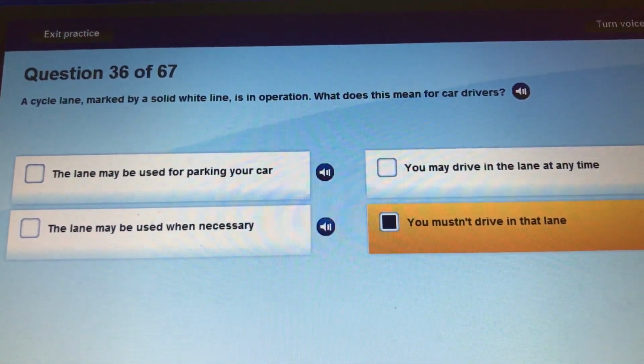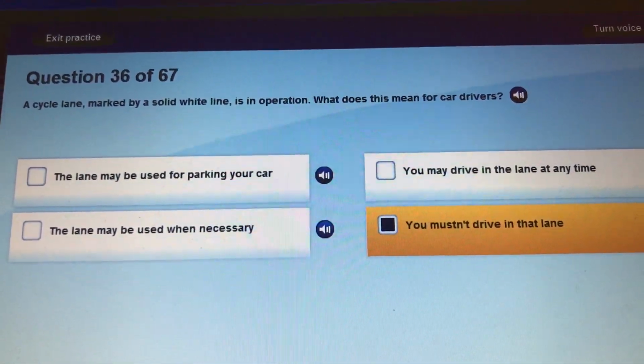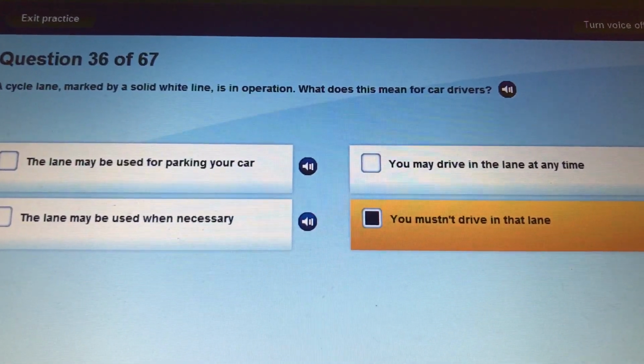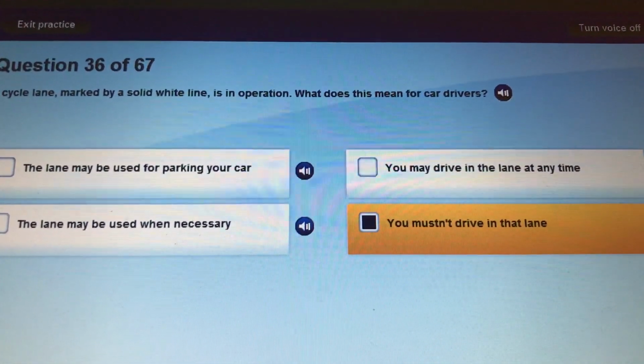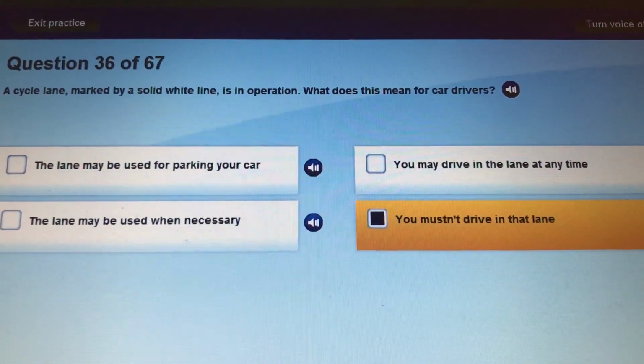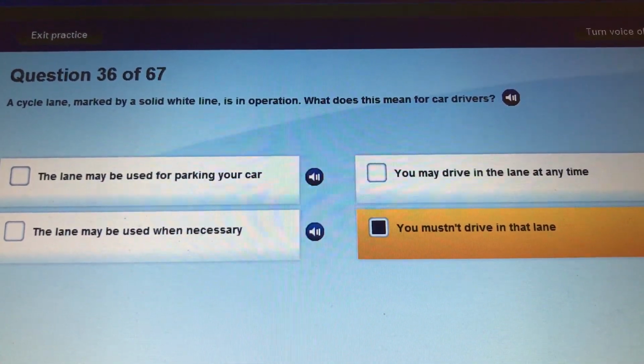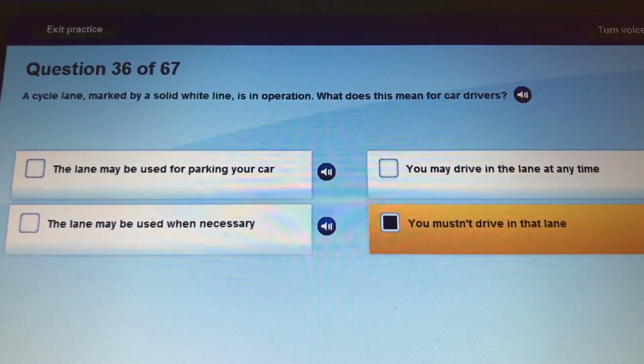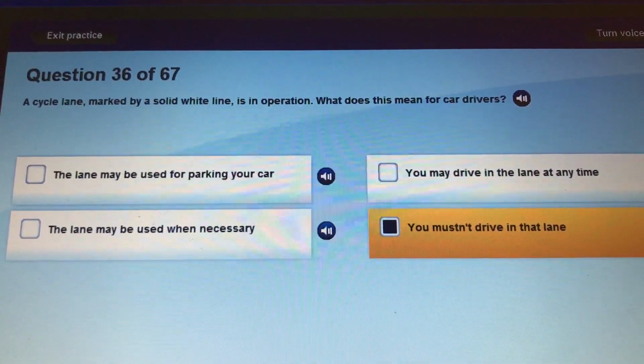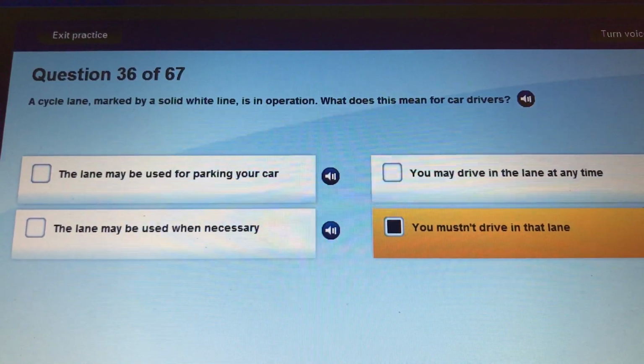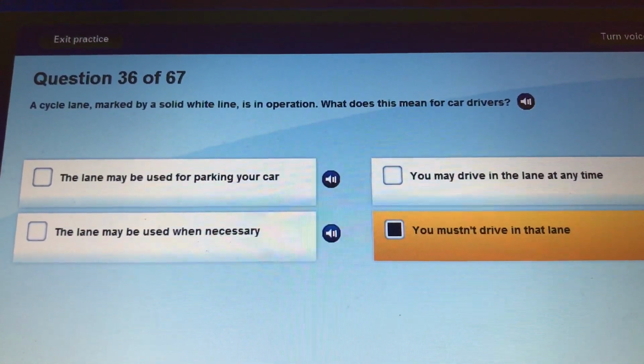A cycle lane marked by a solid white line is in operation. What does this mean for car drivers? In the hours of operation, you mustn't drive in that cycle lane because it has a solid white line.